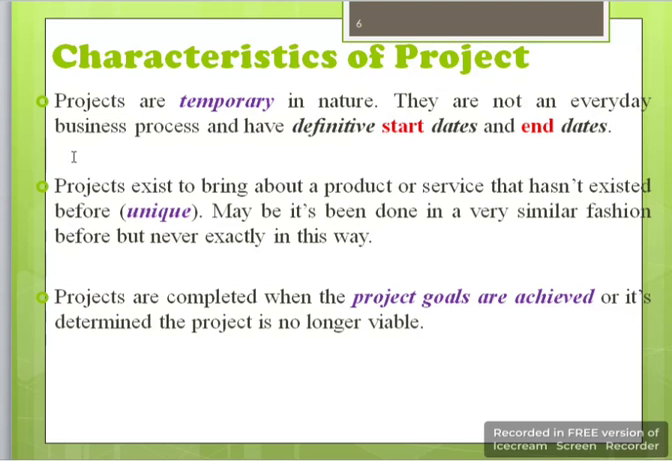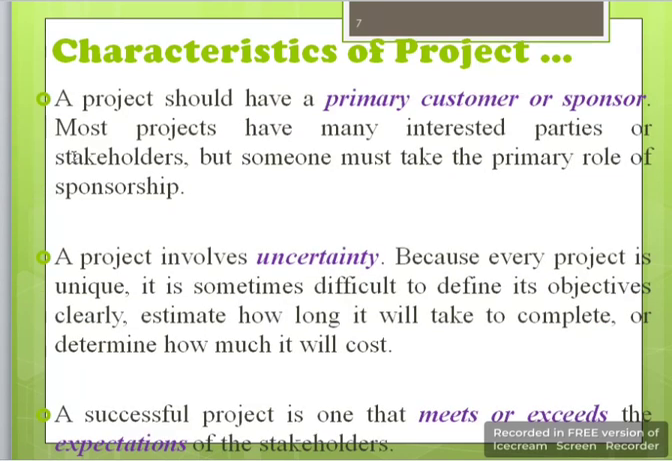A project should have a primary customer or sponsor. Most projects have many interested parties or stakeholders, but someone must take the primary role of sponsorship. A project involves uncertainty. Because every project is unique, it is sometimes difficult to define its objectives clearly, estimate how long it will take to complete, or determine how much it will cost. A successful project is one that meets or exceeds the expectations of the stakeholders.